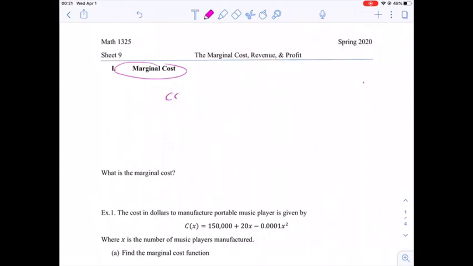The total cost of a number of x items is given by C of x equals variable cost plus fixed cost. So it consists of two parts: variable cost and fixed cost. For example, if this is linear, then we write mx plus b. This is the variable cost and this is the constant cost.